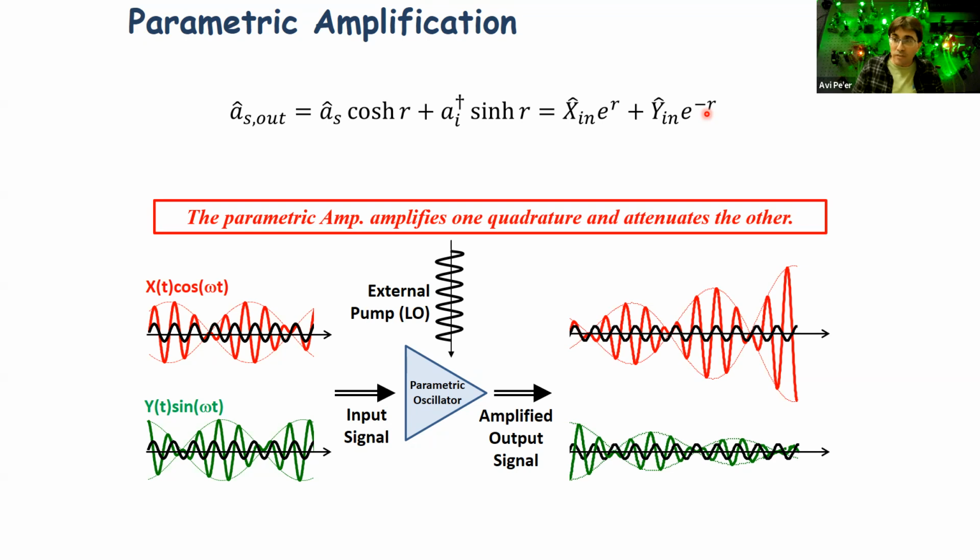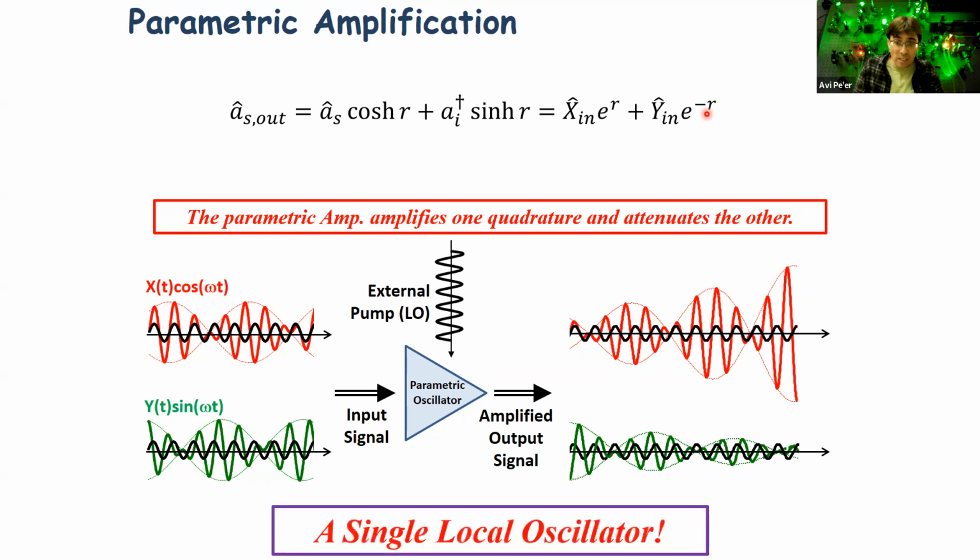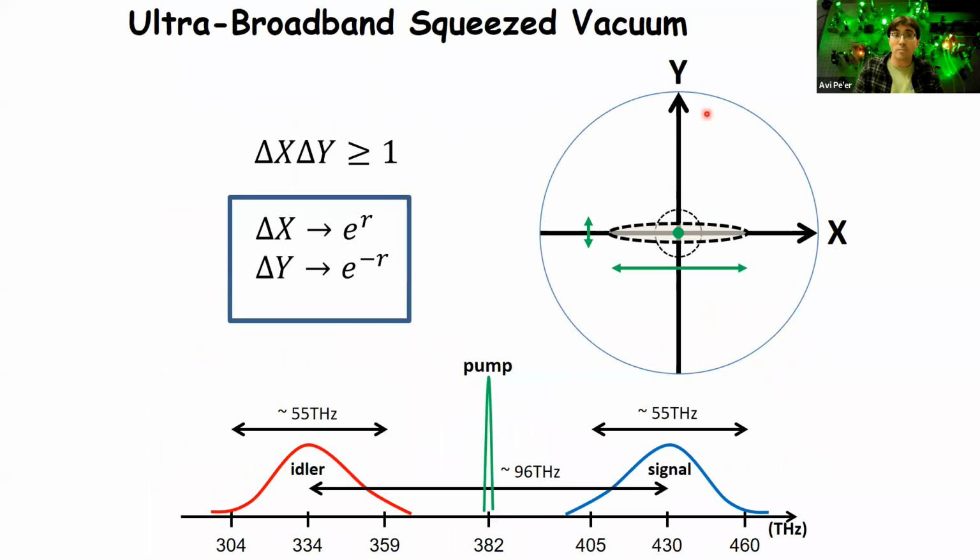If this parametric amplifier has sufficient gain, then the quadrature of interest will be amplified to a classical level, which can be conveniently measured. And the unwanted quadrature will be de-amplified, maybe not to vacuum, but completely squeezed, but actually I don't care. As long as it is much smaller than the measured quadrature, it cannot really contaminate it. And the main thing is that this parametric amplifier can be very broadband. And it's all done with a single local oscillator, which is the pump of the parametric amplifier.